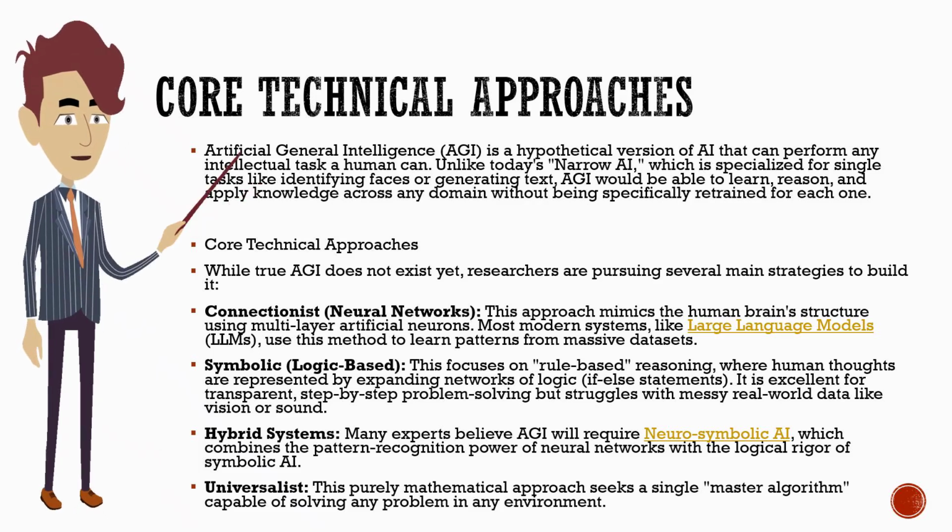Then there is the universalist approach. This is currently a purely mathematical approach, and it seeks a single master algorithm capable of solving any problem in any environment. Basically, like a human, you have one master algorithm which can solve any problem belonging to any environment. So these are some core technical approaches which are currently being considered for building AGI related systems.